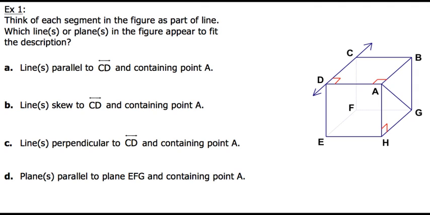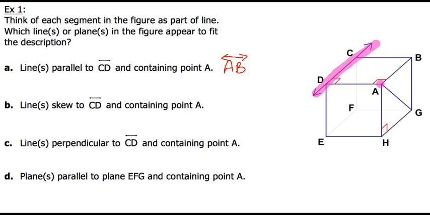So here, we'll take a look at part A. The lines that we want to know are parallel to line CD and contain point A. Now, if I take a look at that, CD is located right here, and point A, of course, is located right there. Now, what I want to do is take a look at which line is parallel to CD, and that is going to be AB. So line AB is going to be the one line that's parallel to CD and contains point A.